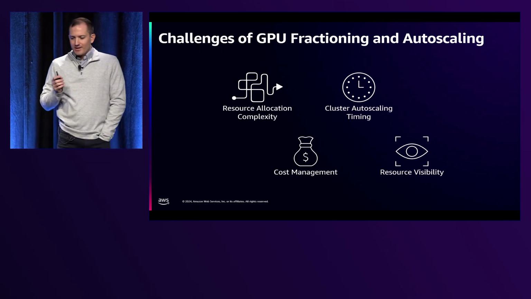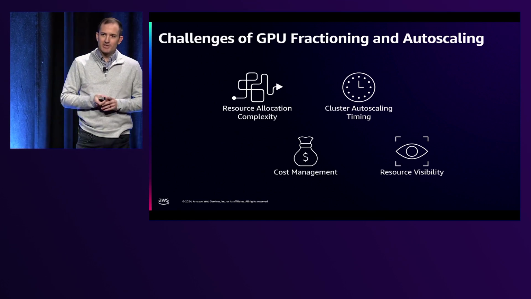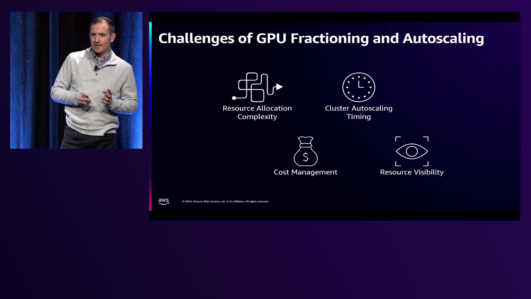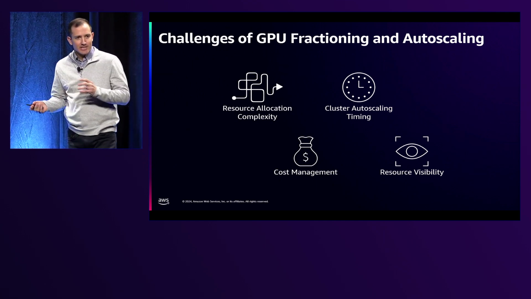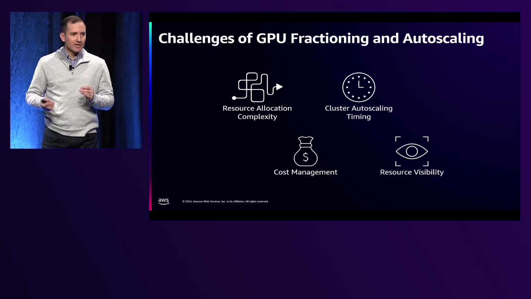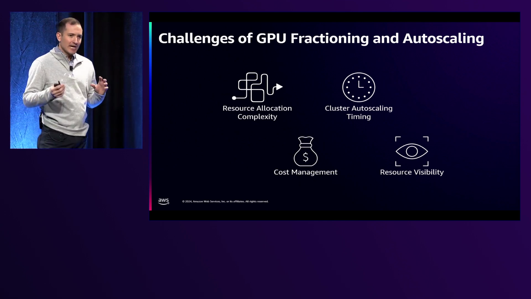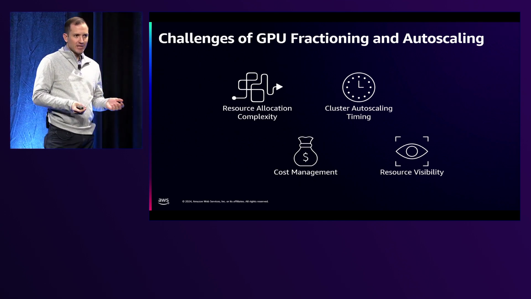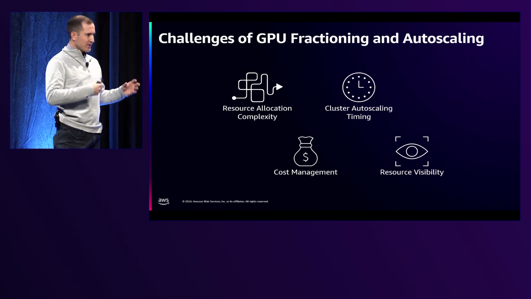In terms of the cluster auto-scaling timing, this is another tricky piece, because your cluster autoscaler is not going to understand these fractional components, right? The Kubernetes scheduler is going to understand how to schedule those pods correctly, but the cluster autoscaler is still going to be unaware of what these fractions mean.